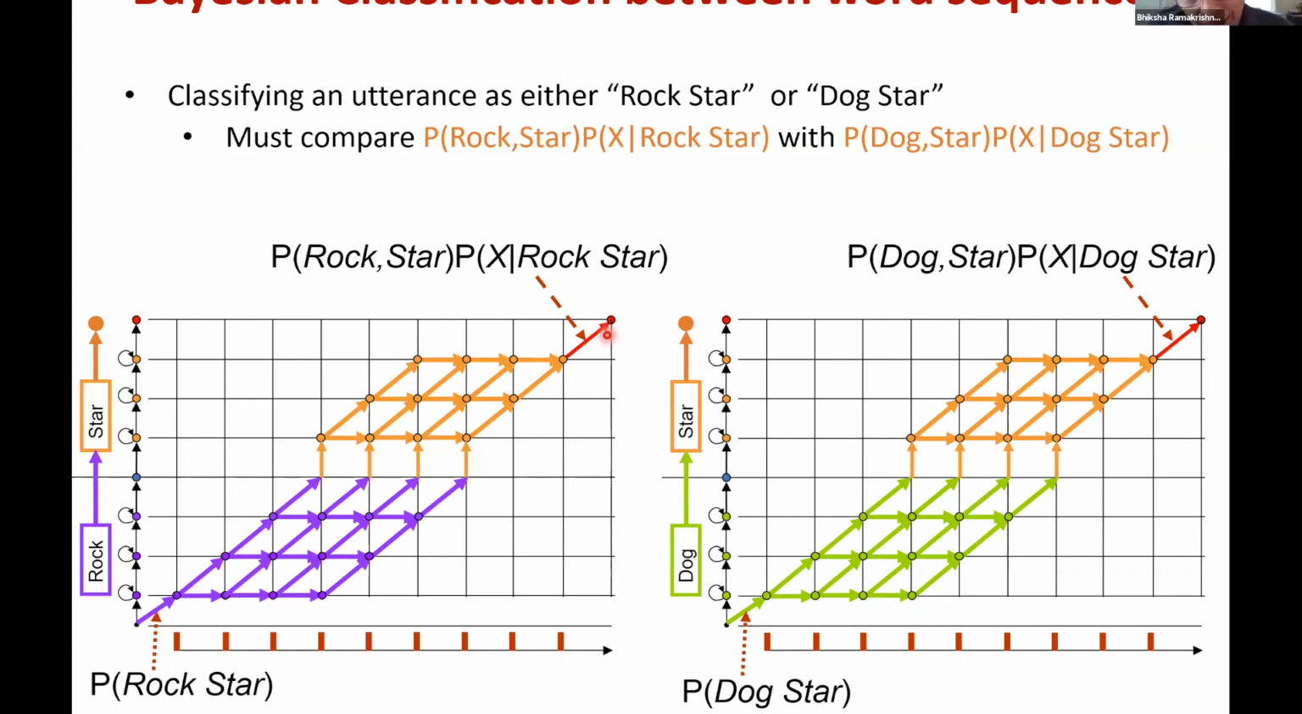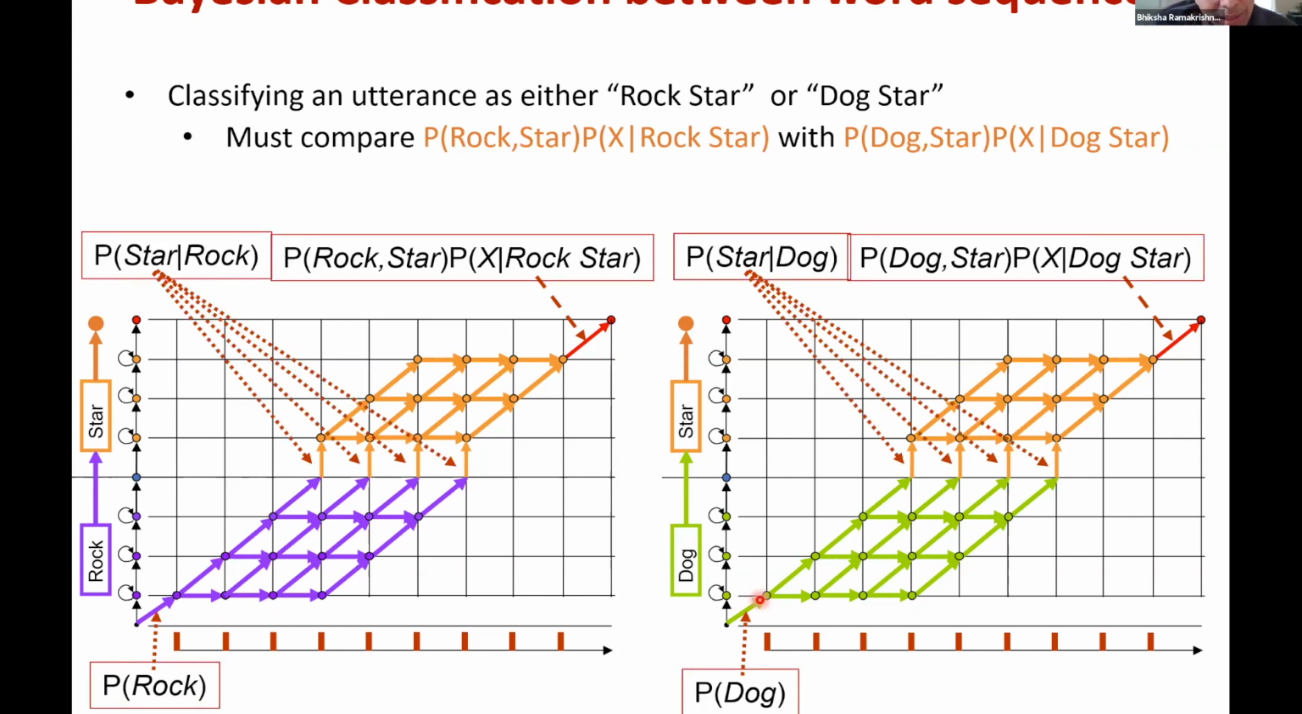You still want to factor in the priors, right? So people say rock star more frequently than dog star. I think in our world, they say rock star much more frequently than dog star. So you want to have the probability of rock star on this edge, the probability of dog star on this edge. You're with me, right?